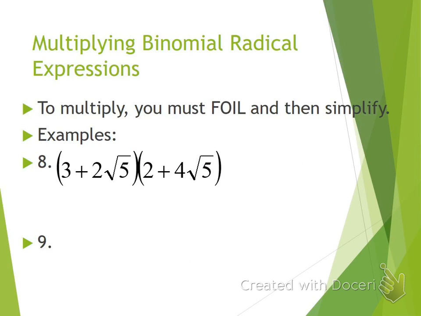Next up, we are multiplying binomial radical expressions. So the notes on the slideshow say to multiply, you must FOIL and then simplify. In this class, we didn't really call it FOIL. We called it double distribute. So if you would like to write that instead, that's what we always did in this class. On the end here, this says simplify.